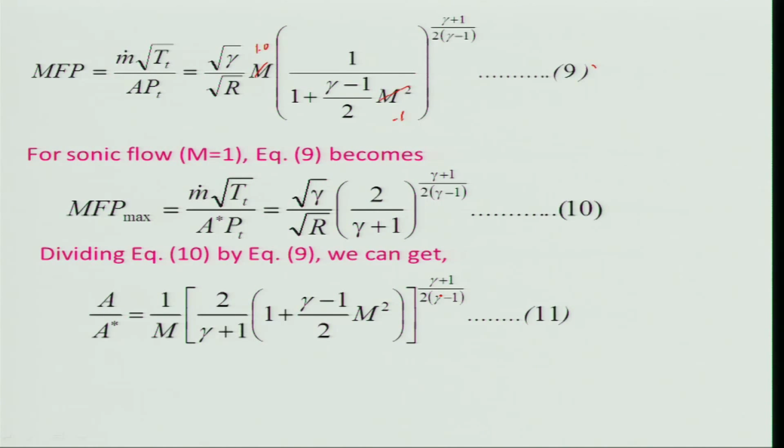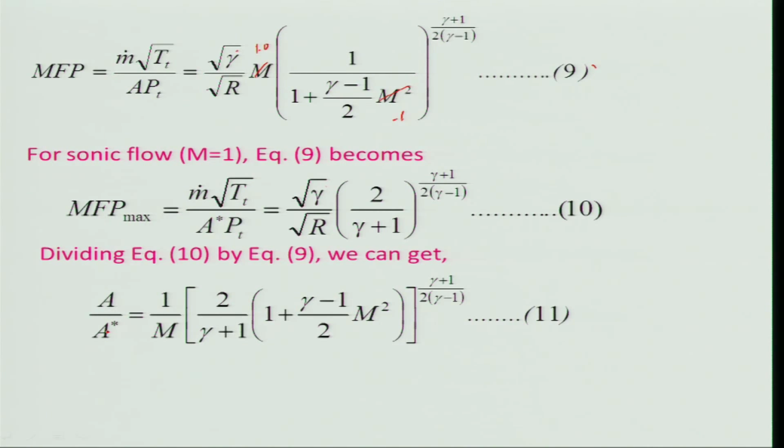Because if you look, equation 10 is divided by equation 9, that means m_f maximum divided by m_f. If I do this, the mass flow rate will cancel out, and root T and P T will cancel out. What you will get is A by A star on the left hand side, and on the right hand side you will get 2 by gamma plus 1, this term, and the gamma and root over R will cancel out with equation 9. Then this term comes in the denominator, and as it is 1 over this, it became 1 plus gamma minus 1 divided by 2 M square.